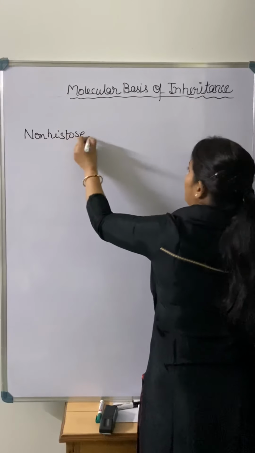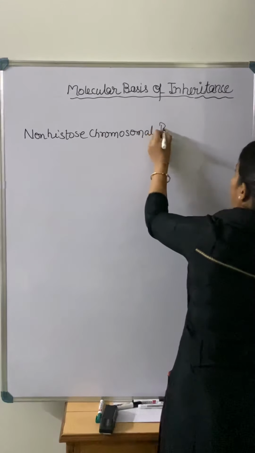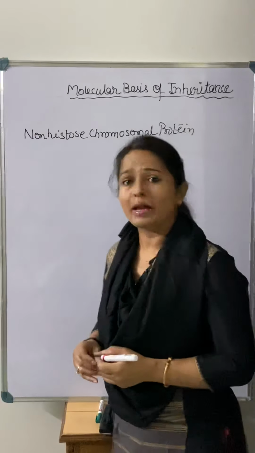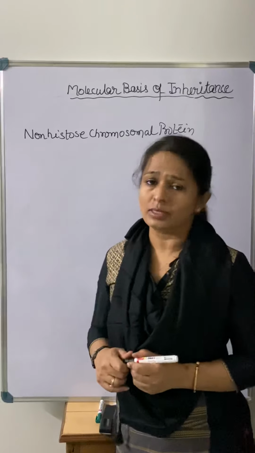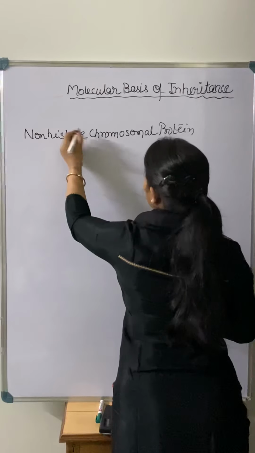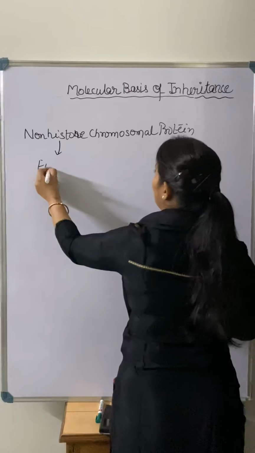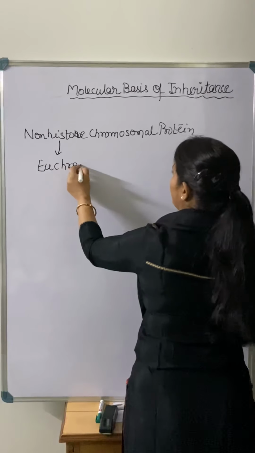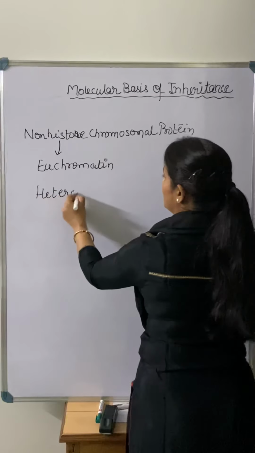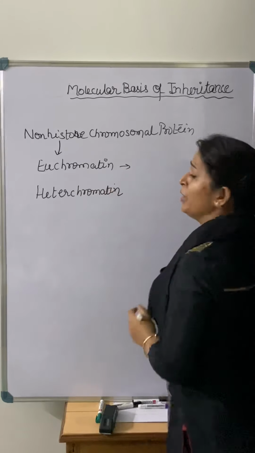Non-histone chromosomal protein, right? These proteins also help in the packaging of chromosomes, or in the formation of the structure of chromosomes. And there are two types of this, that is euchromatin and heterochromatin.